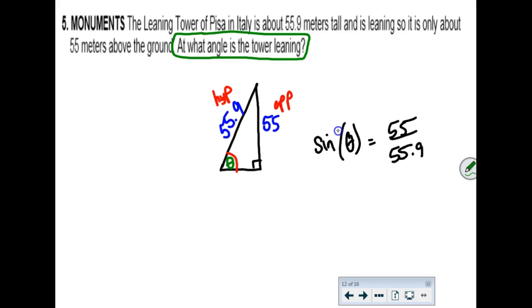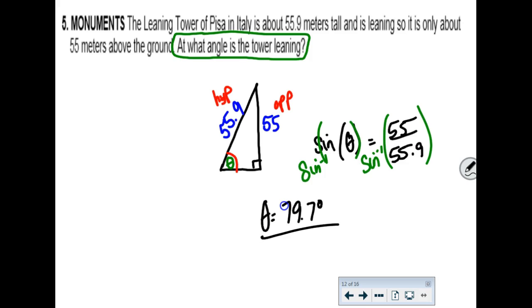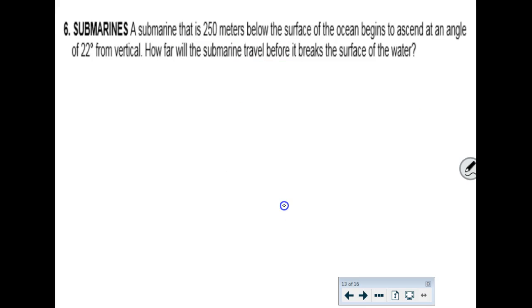Someone remind me, how are you going to undo a sine function? You're going to use inverse sine. Very good. So what you're technically doing is applying the inverse sine to both sides of your equation. You guys know you're just typing inverse sine of the ratio. And let's see, 79.7 degrees, maybe? Okay, good. Good news.